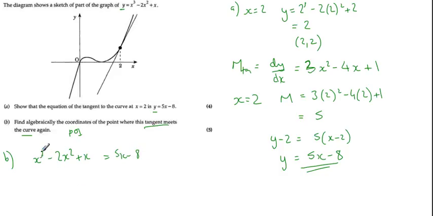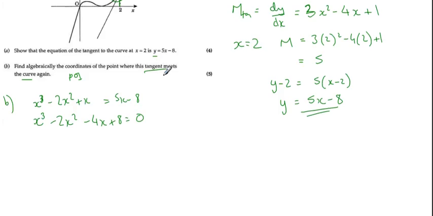Okay, and that's a polynomial equation. So it needs to be equal to 0 before we can solve it. So x cubed minus 2x squared minus 4x plus 8 is equal to 0. And we're going to set up our synthetic division to find the factors to solve this equation. Now, we already know one point of intersection. Okay, we know it happens at 2. So again, we can use that as one of our factors.